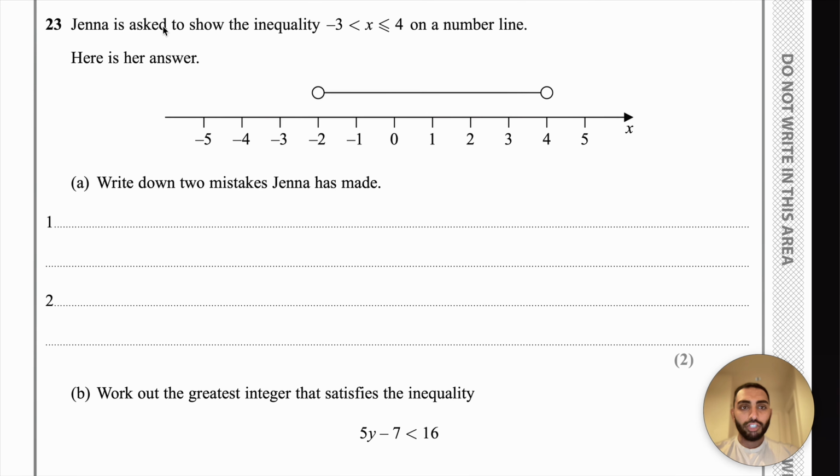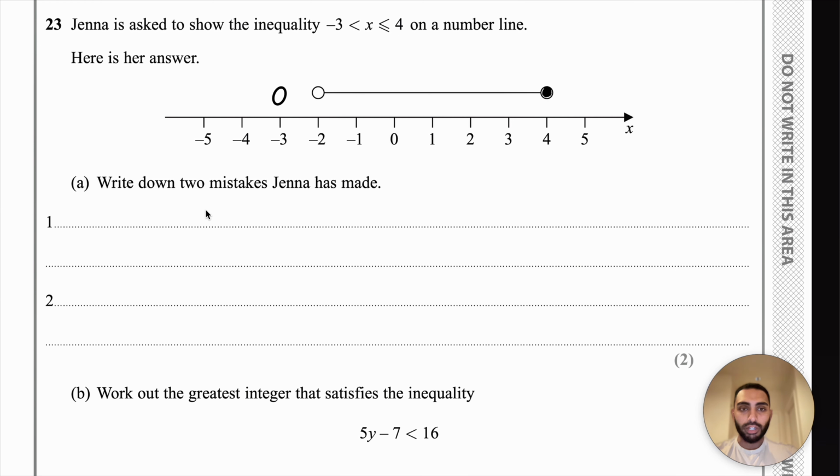Question 23. Jenna is asked to show the inequality x is greater than -3 and less than or equal to 4 on a number line. Here is her answer. On the number line, she's put a circle at -2, but that circle needs to be at -3, so it needs to be over there. For the 4, she's put the circle in the correct place, but this is a less than or equals to. So because there's more pen on here, on the inequality, we need more pen here. That should be circled in, it should be filled in.